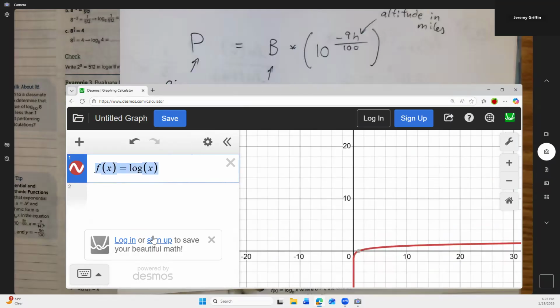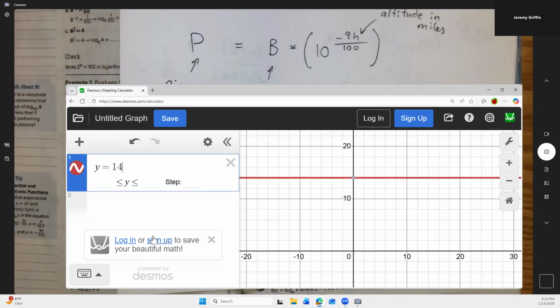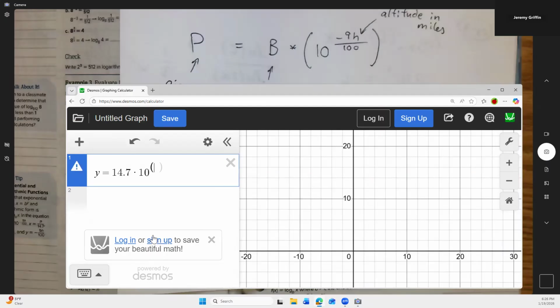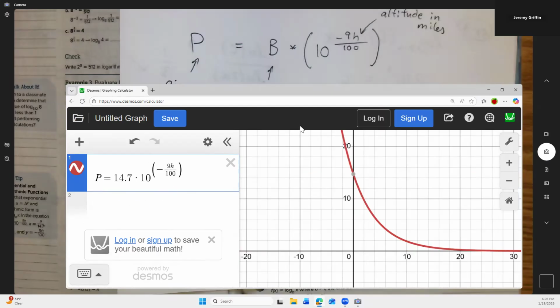Okay, so I'll say y equals 14.7 multiplied by 10 to the power of negative 9x over 100, using x instead of h. I'll switch that later. Actually, I wonder if I leave it as P and H, if Desmos would handle that. It should. Yeah. Okay, so I have a P-axis versus an H-axis. Pressure is a function of altitude.